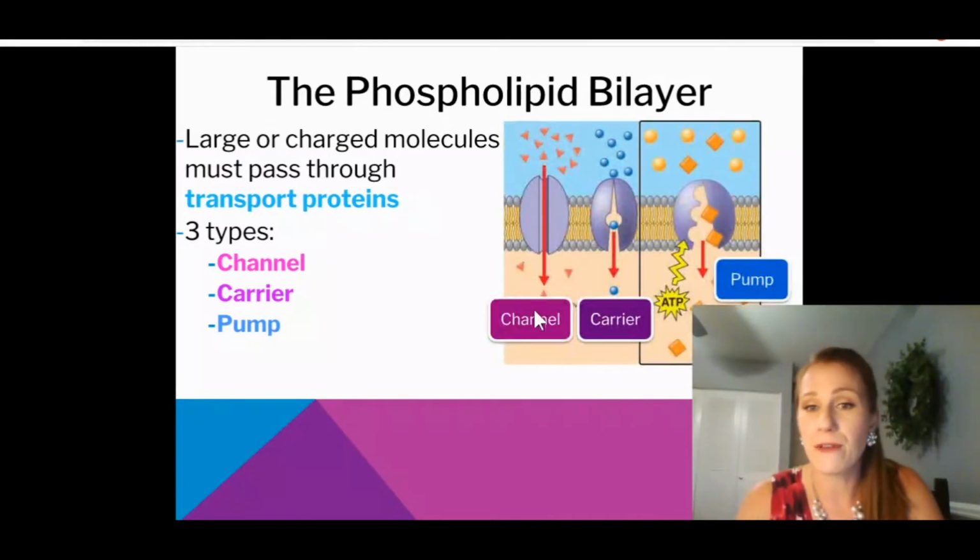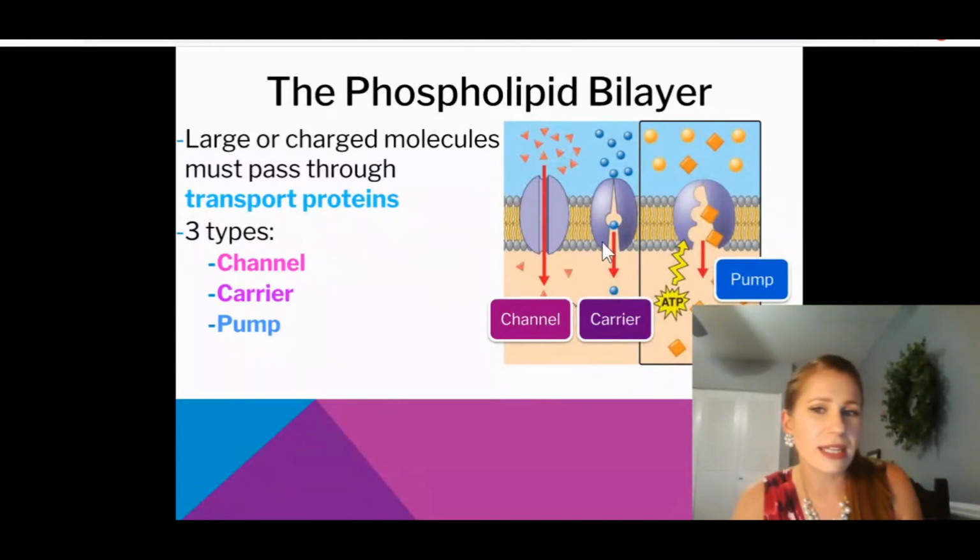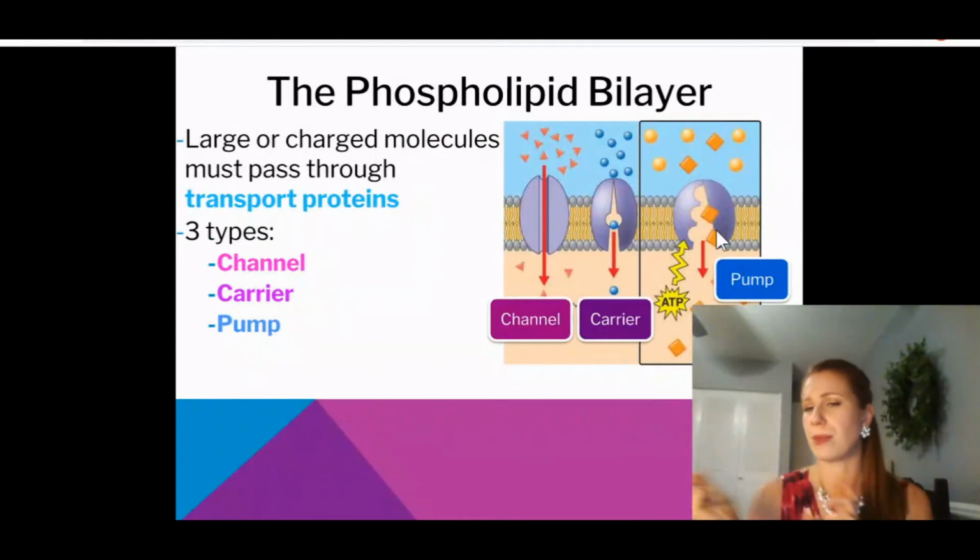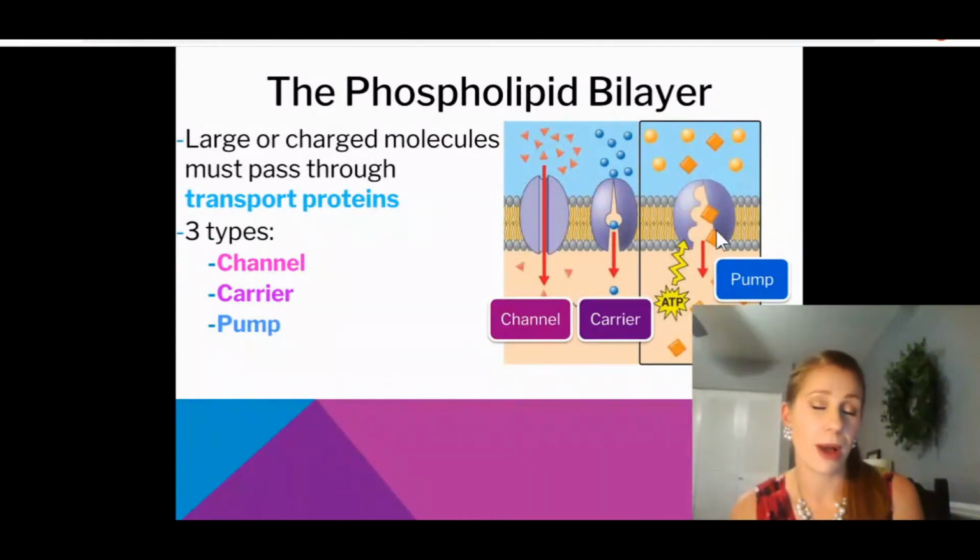So here's an example of all three. The channel protein allows molecules to go straight through from high to low. The carrier does similarly the same thing, goes again from high to low, but lets certain amounts in at a time. And then our protein pump usually is an exchange of some kind. The most famous pump that we are usually aware of is the sodium-potassium pump, where sodium ions are exchanged for potassium ions. And it helps us send signals through our nervous system and helps our muscles to contract as well.